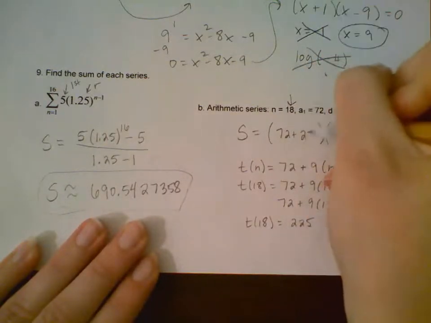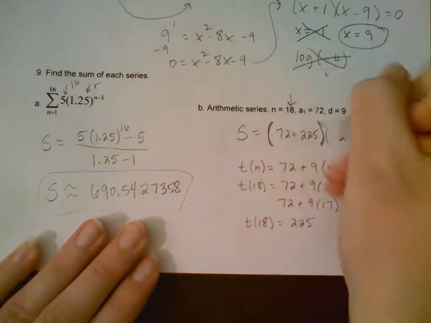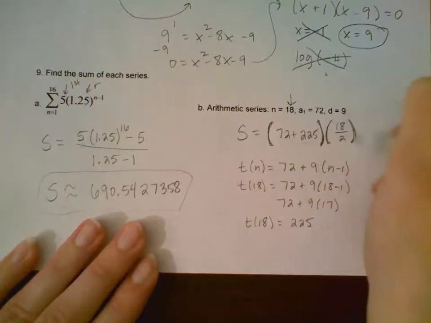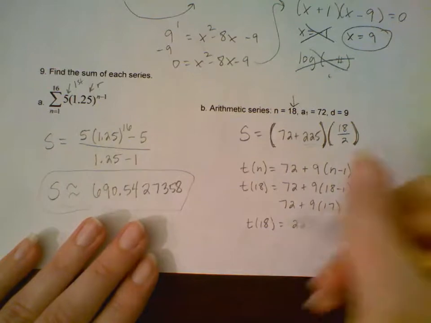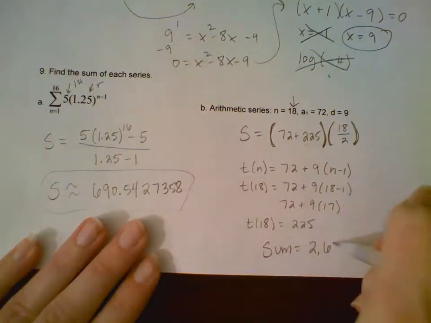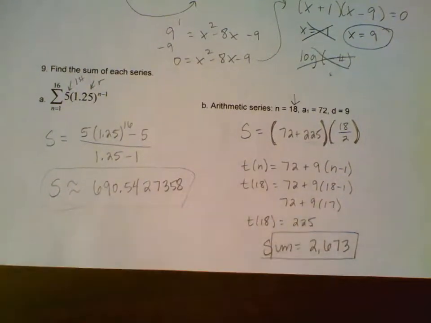So I'm just going to replace that up here and write 225 in there. And we'll just type this in our calculator. Again, making sure that this is in parentheses, or you do that addition actually first, and then this is in a second set of parentheses. 72 plus 225, and then I'm going to multiply that by, I know that second part's really 9. So it looks like our sum is 2,673 for this one. Whoops. So much smaller here.